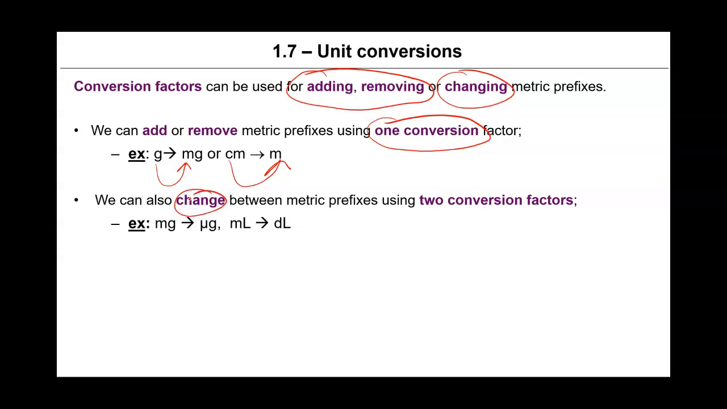Changing a metric prefix from one kind of prefix to another is a little more complicated and involves the use of two conversion factors. For example, I might want to change the metric prefix milli to the prefix micro, or might want to change the metric prefix milli to the prefix deci. Both of those operations will require two conversion factors.